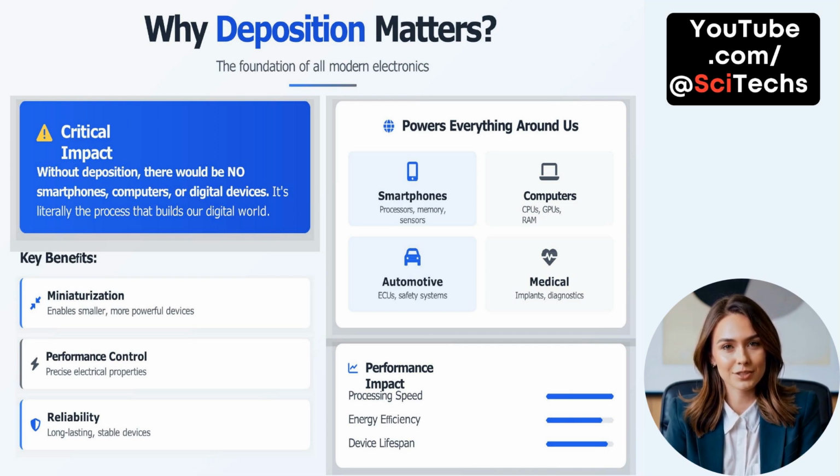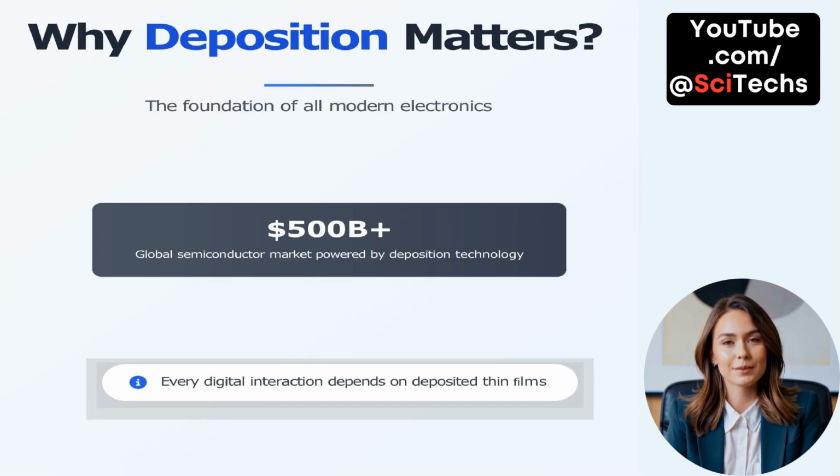It enables miniaturization, allowing manufacturers to pack more power into smaller devices. It offers performance control by precisely defining electrical properties at the nanoscale. It ensures reliability, creating stable, long-lasting electronic components. Ultimately, deposition directly affects processing speed, energy efficiency, and the operational lifespan of electronic systems, making it essential to every technology we use.